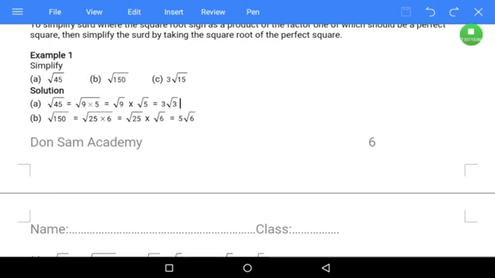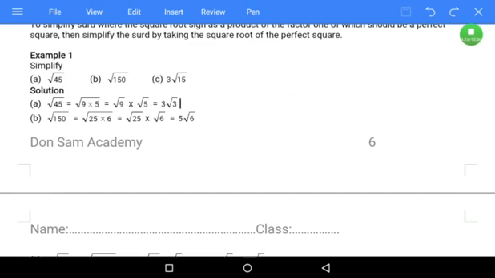Alright, so let's simplify. Now A says root 45. As you can see, 45 is a number that has a perfect square in it, which is 9. 45 can be expressed as 9 times 5. Can you see that? So root 45 is the same thing as saying root of 9 times 5. Don't forget that our law says if you have root of m times n, that gives us root m times root n. You only split for what? Multiplication and what? Division. Alright, so if you do that splitting, you have root 9 to be what?